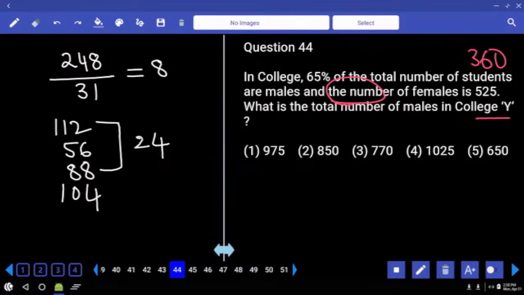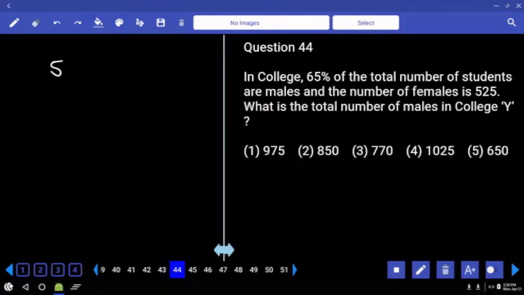In a college, 65% of total number of students are male and the number of females is 525. What is the total number of males in college Y? Number of females is 525. In terms of percentage, if 65% are male, females are 35%. And now we need male count, which is 65%. 1% into 65. Is this okay? Come on. Right. So, answer done.